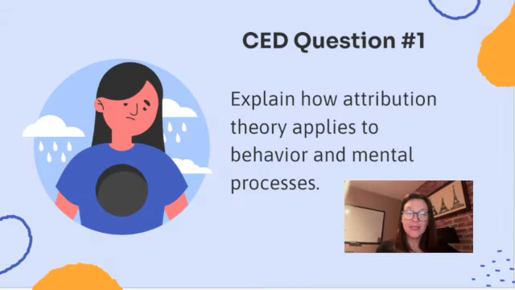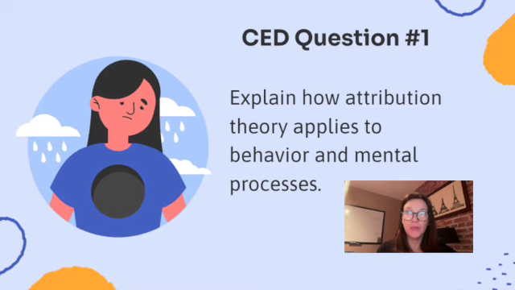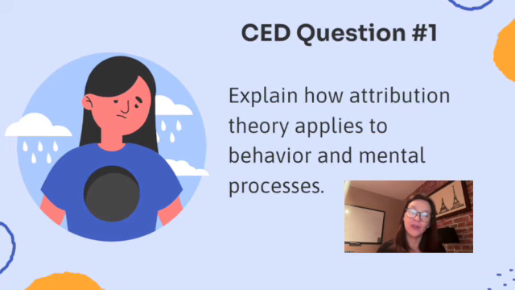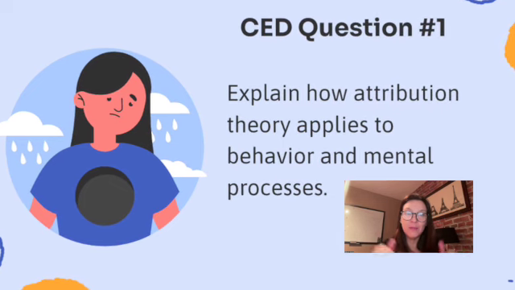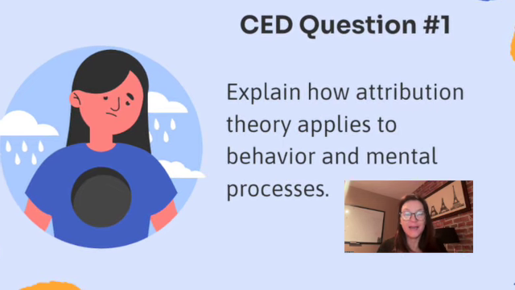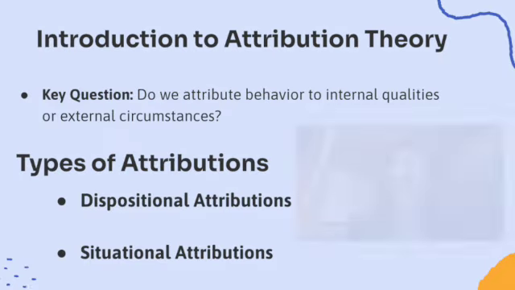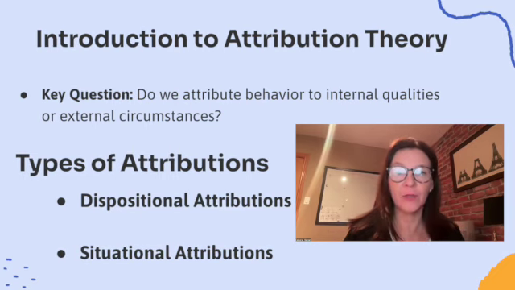So the first CED question for 4.1 is: explain how attribution theory applies to behavior and mental processes. So let's break that down with all the essential knowledge that the College Board wants you to know, and we'll look at the definitions embedded within that information. And then, like I said, separate video for just the words and the explanations. So today we're going to talk about attribution theory. It's a concept in psychology that helps us understand how people explain behavior, both their own and others. So we're going to break it down step by step to help you understand this.